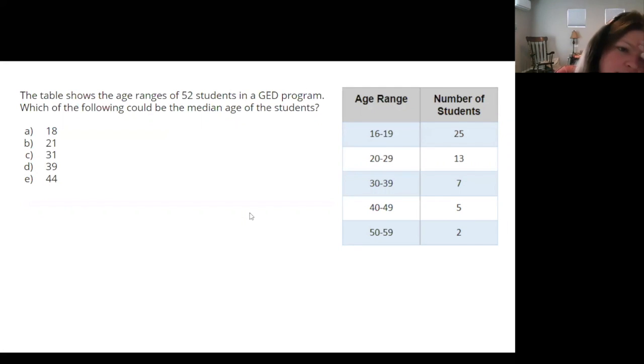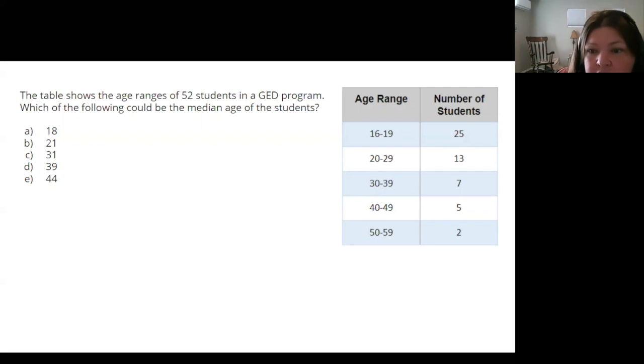Next one. The table shows the age ranges of 52 students in a GED program. Which of the following could be the median age of the students? The most common student question I get is a picture of a page from the Kaplan math book. And you guys know how big that Kaplan GED book is. And I get the same question sent to me, a picture snapped of it over and over and over again. It is so confusing to students.